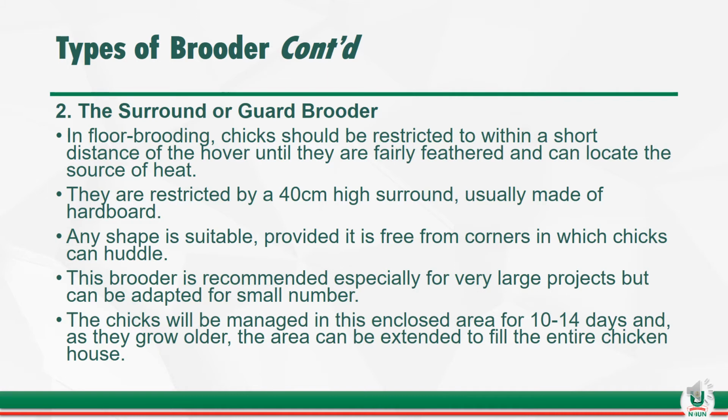Number two, the surround or guard brooder. Now, this is commonly used in floor brooding and it should be restricted to within a short distance of the heat source until the chicks are fairly feathered and can locate the source of heat. Now, this particular type is restricted by a 40 centimeter high surround, usually made of hardboard. Any shape is suitable, provided it is free from corners in which chicks can huddle.